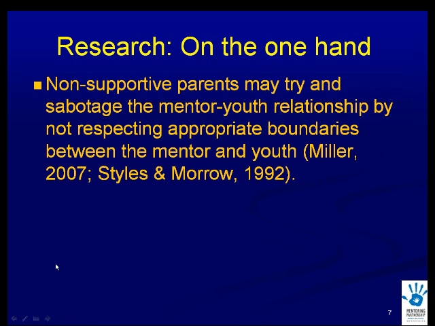Next slide. The research is one of these, on the one hand it says this, and on the other hand it says that. So on the one hand, there is some work out there that says that non-supportive parents may try to sabotage the mentor-youth relationship by not respecting appropriate boundaries between the mentor and youth, maybe pulling the mentors in, sometimes being pretty absent. So some of these researchers are saying it's really better to involve the families in a minimal way. So that's the one hand.